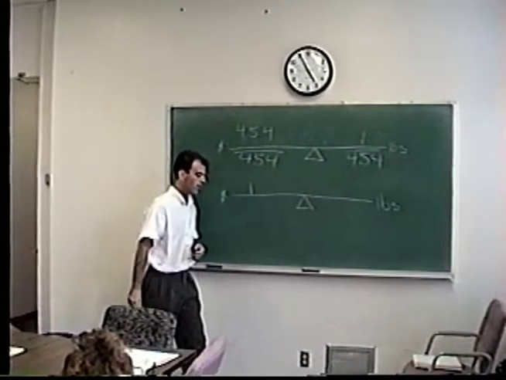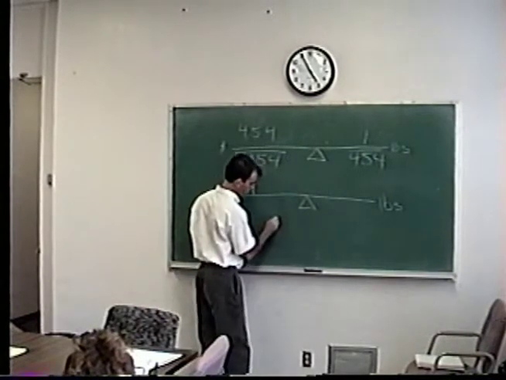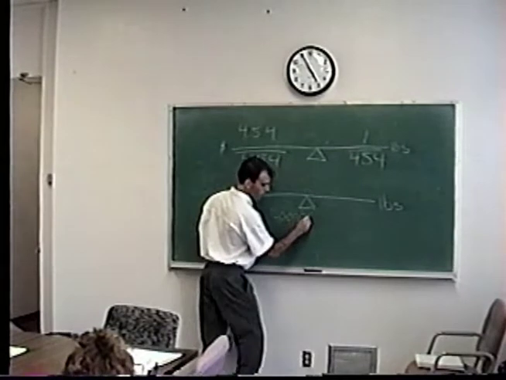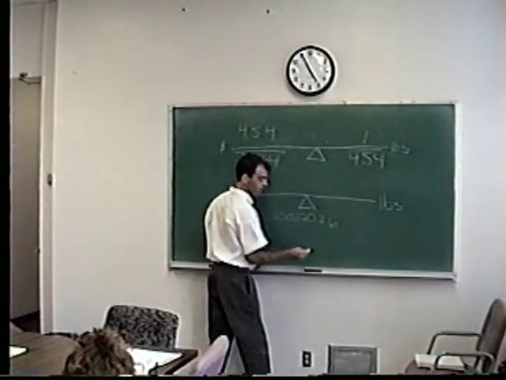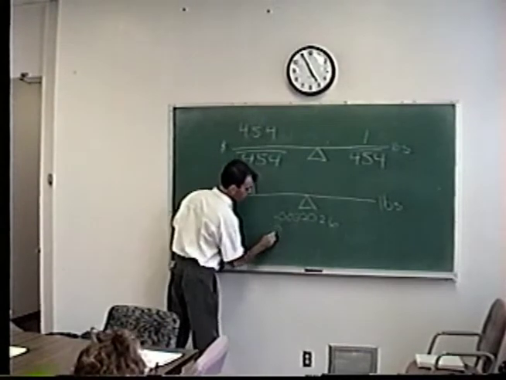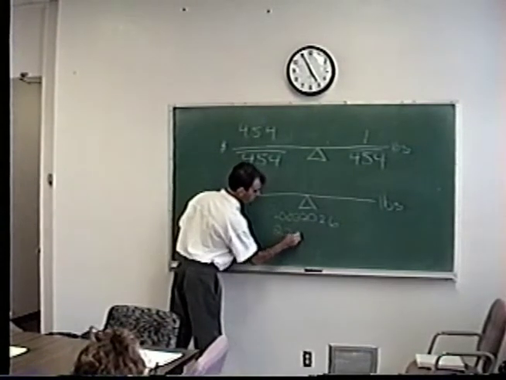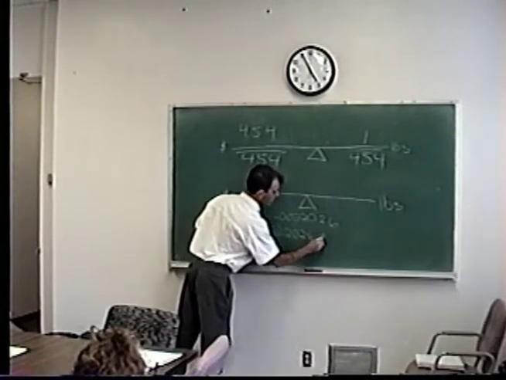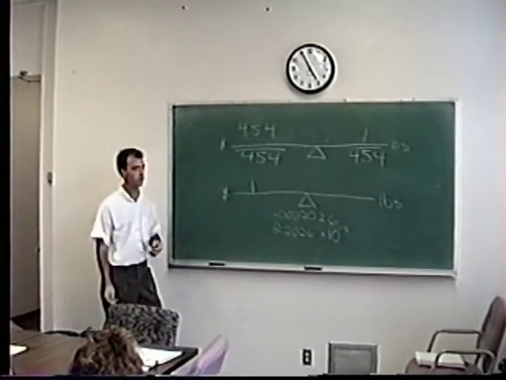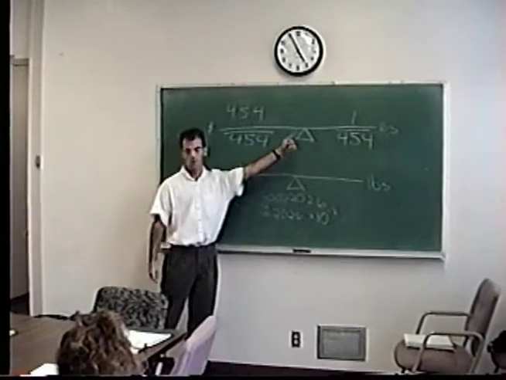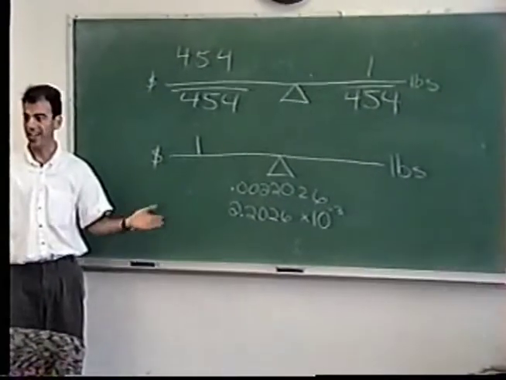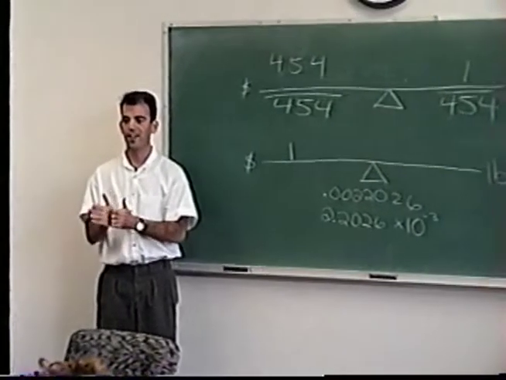And your calculator answers came to 0.0022026. But some of you also got another number. Some of you got 2.2026 times 10 to the negative 3. I got both of these answers from you guys for 1 over 454. Are these answers the same? Anybody tell me?